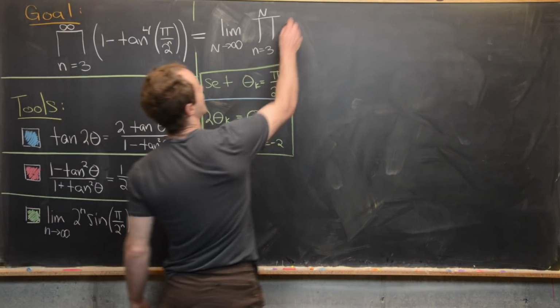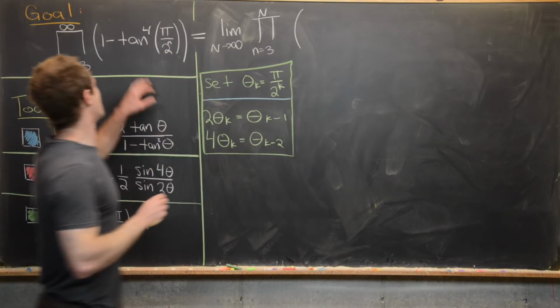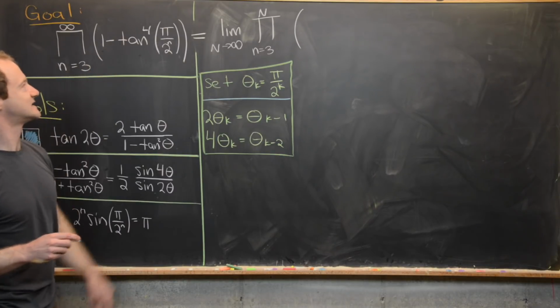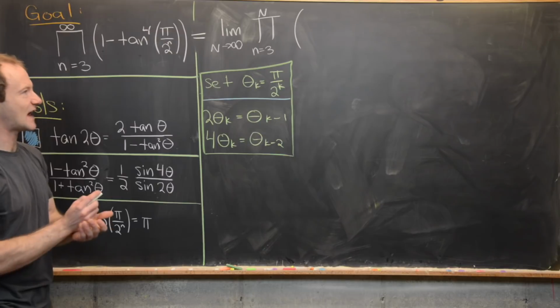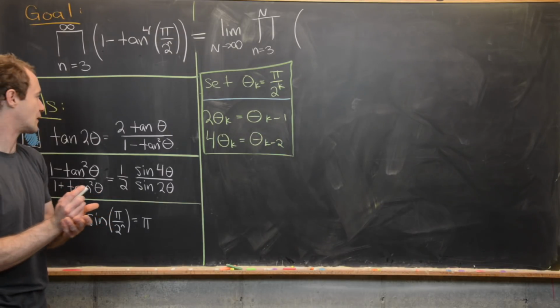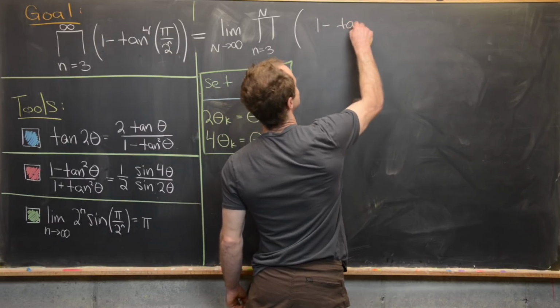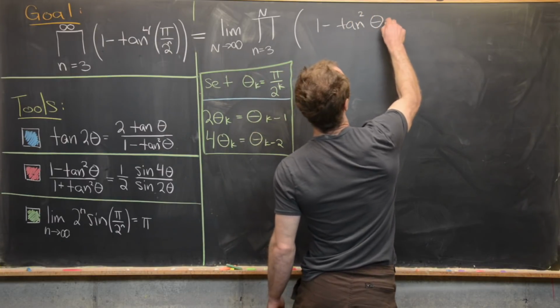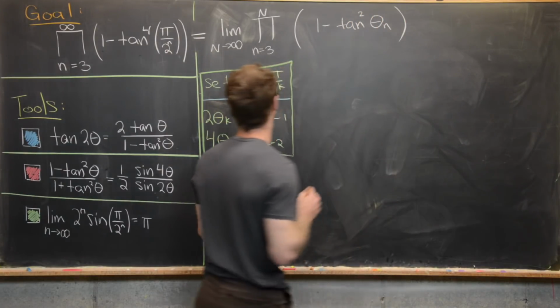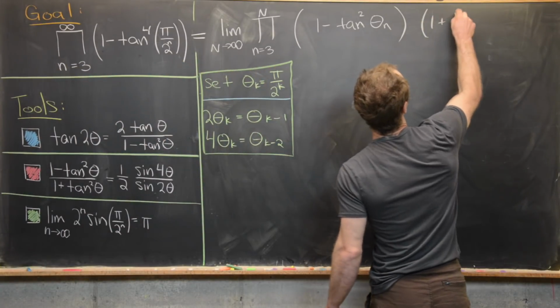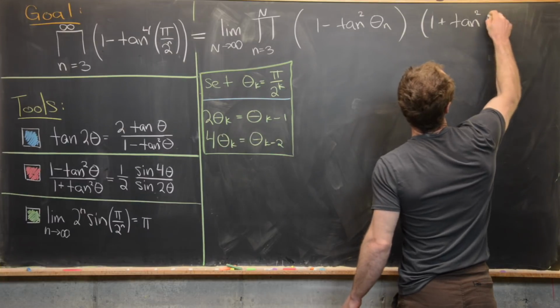Okay, so now the next thing that I want to do is go ahead and factor this thing right here. Notice I've got 1 minus tangent to the 4th, which means I can factor it like 1 minus tangent squared and 1 plus tangent squared. So let's do that. We've got 1 minus tangent squared theta n, where I've replaced my pi over 2 to the n with theta n. And then I next have 1 plus tangent squared theta n.